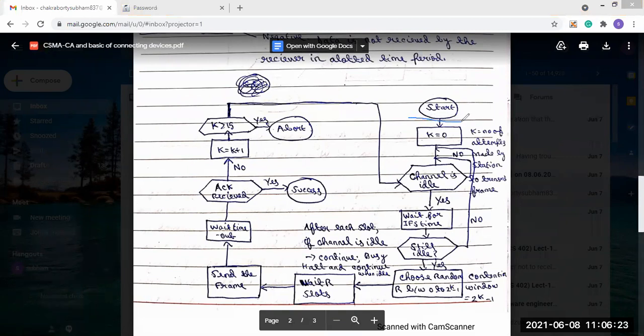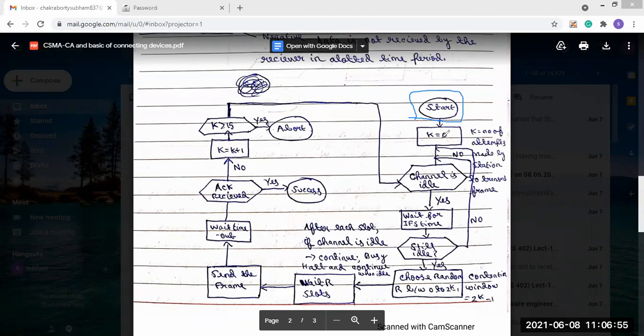So this is the first stage, the start phase. In the start phase, after starting, there is a variable k equal to 0. Now, what is k? K is the number of attempts made by the station to transmit a frame. That means each station will attempt to send the frame, but sometimes the transmission channel is busy. So it will wait for some time, and after waiting, it will send the frame.